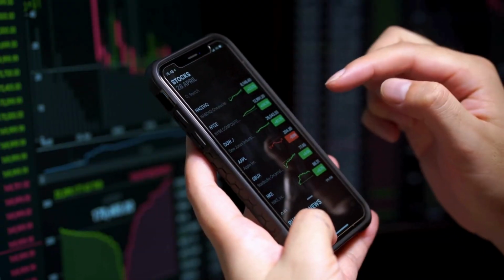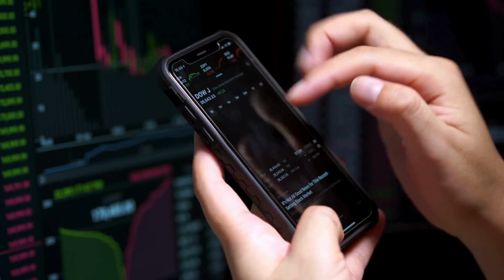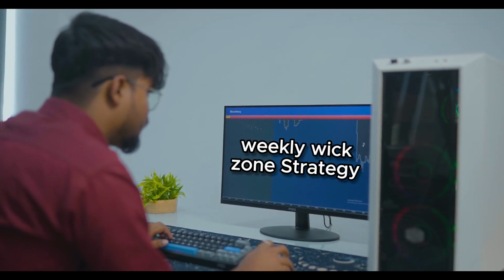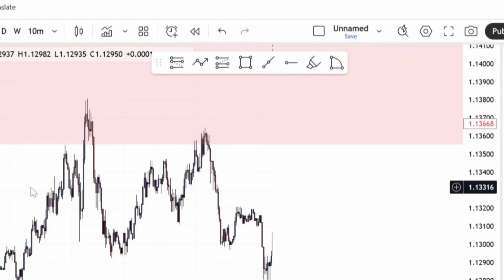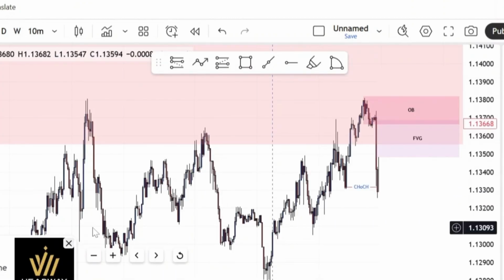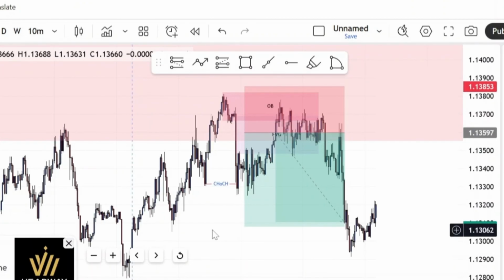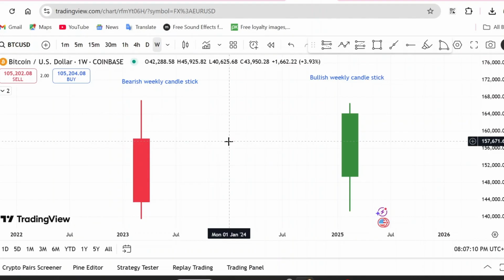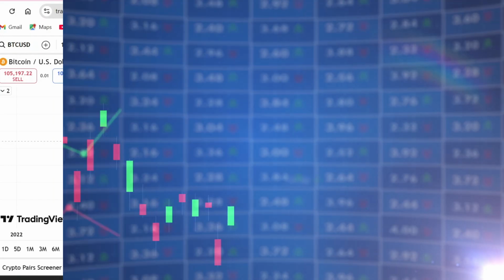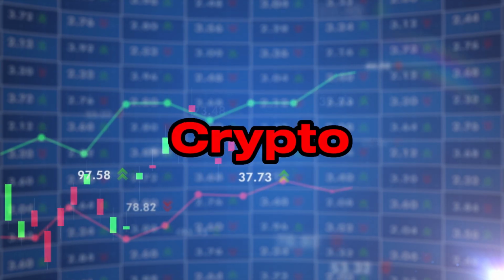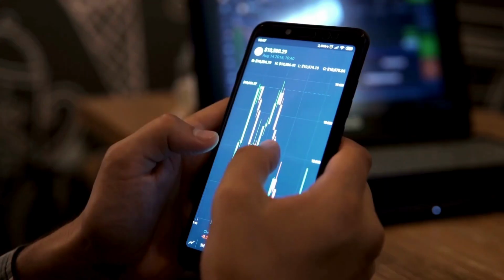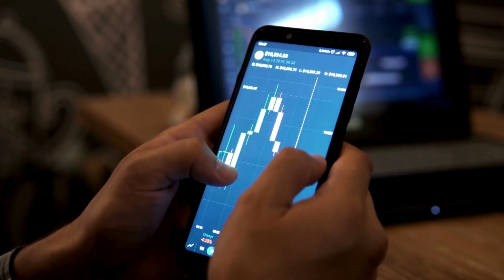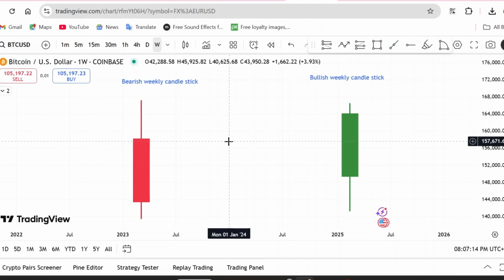In today's video, I'll be showing you one of my cleanest strategies, the Weekly Wick Zone Strategy. I have talked about this strategy in my previous video, but many seem to be confused at one point or the other. So in today's video, I'll be bringing clarity to that. This strategy works on Forex, crypto, indices, even on the stock market, and it can help you to catch sniper entries with confidence. One good thing about this strategy is that I do my analysis on weekends.